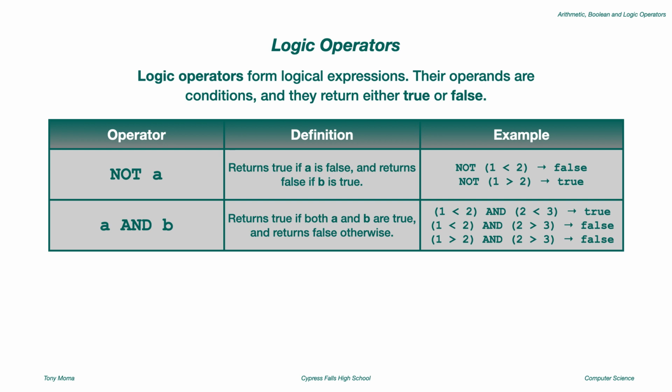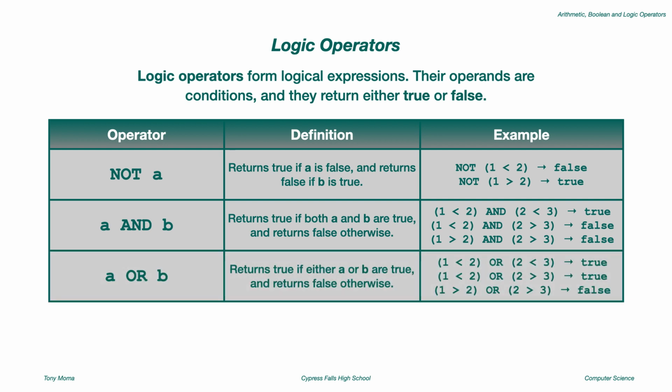Likewise, in the third example, both the left and the right operands are false. Since AND requires both operands to be true, the entire AND logical expression will evaluate to false. The last logical operator is the OR operator, which returns true if either A or B are true and returns false otherwise. In other words, the OR operator needs just one of the operands to be true, at least one.